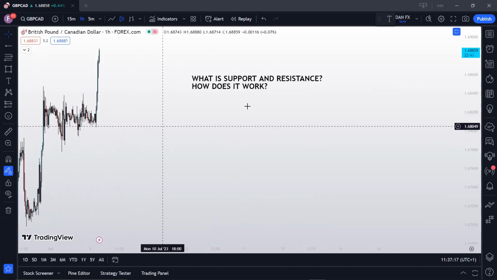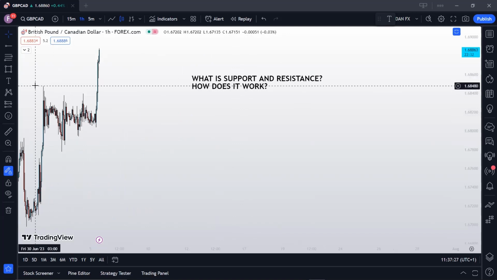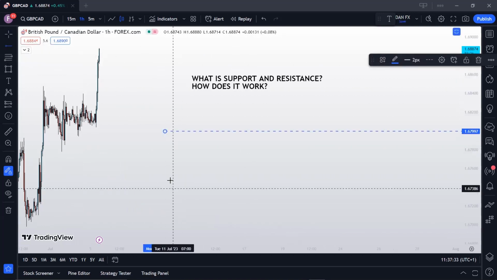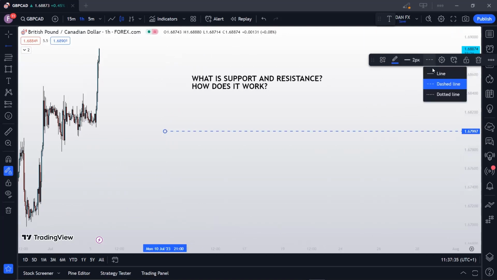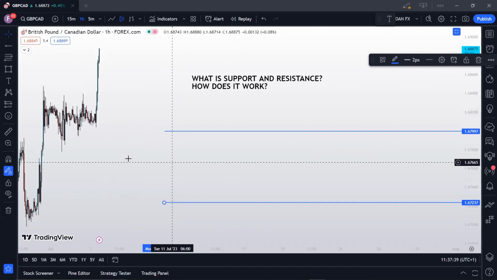So what is support and resistance? Support and resistance is basically an area in price where the market tends to reverse or might reverse from. Basically, the name actually defines itself. So when I explain that, you know what I mean by that. So let's say we have two lines. Let me just draw two lines here. We have a line here at the top side and a line at the bottom side.